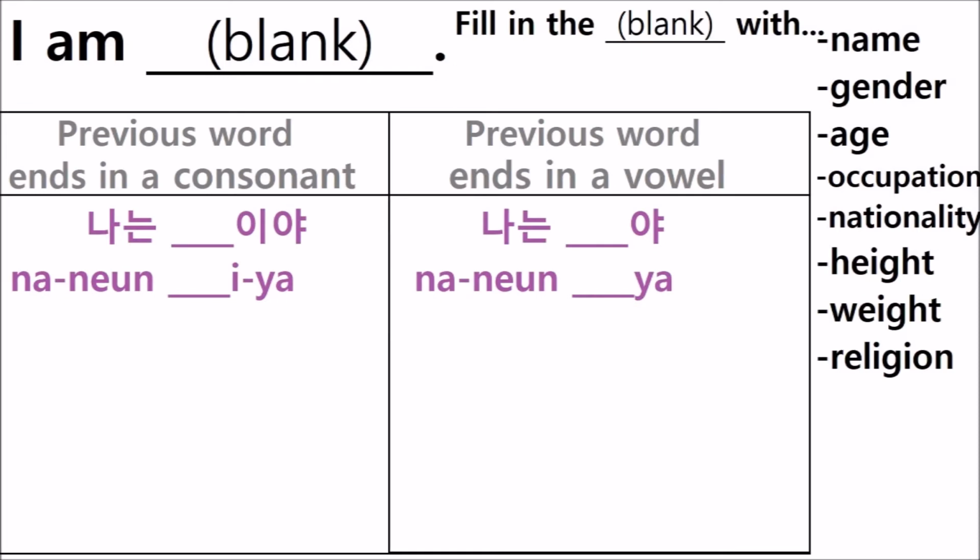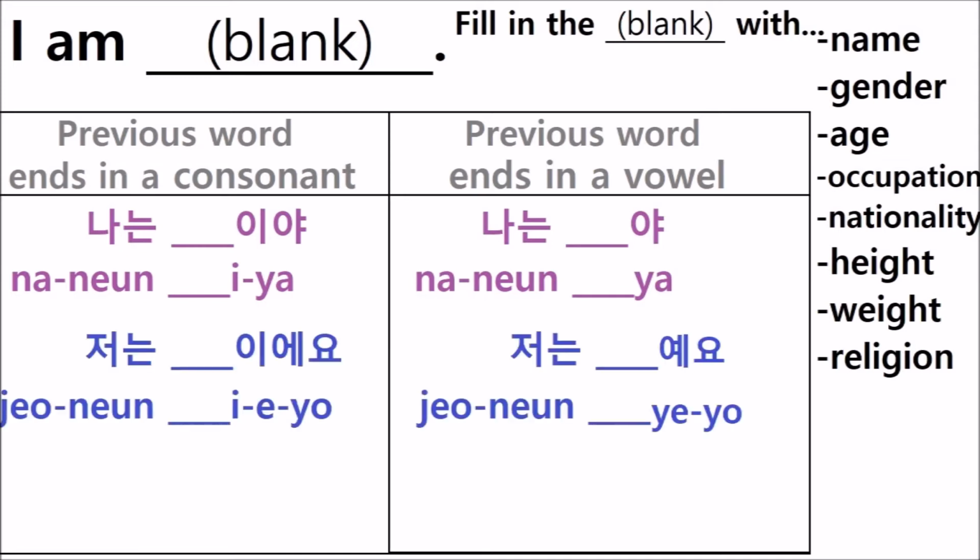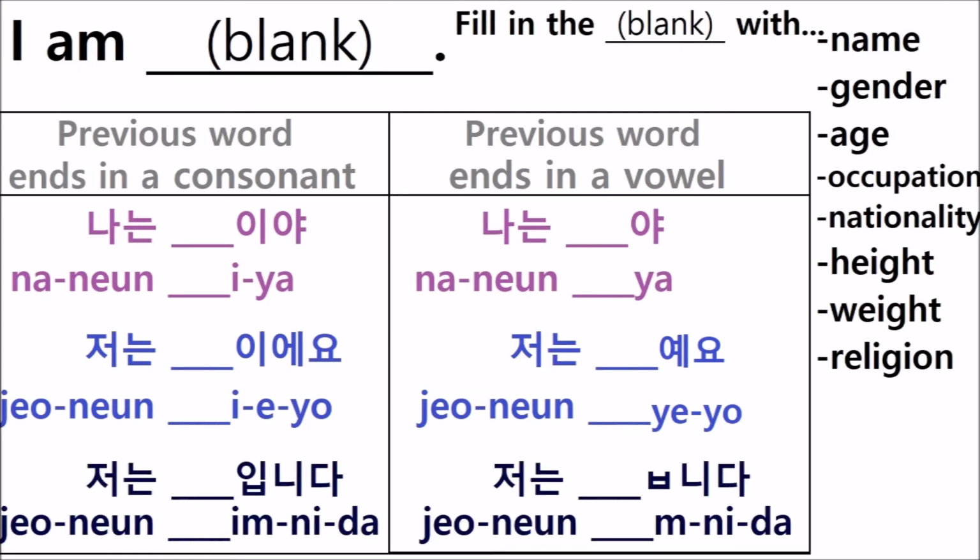Let's do casual form first. Our basic sentence looks like this. 나는 blank 이야, or 나는 blank 야. And the polite form of the sentence looks like this. 저는 blank 이에요, or 저는 blank 예요. And the formal form looks like this. 저는 blank입니다, or 저는 blank입니다.